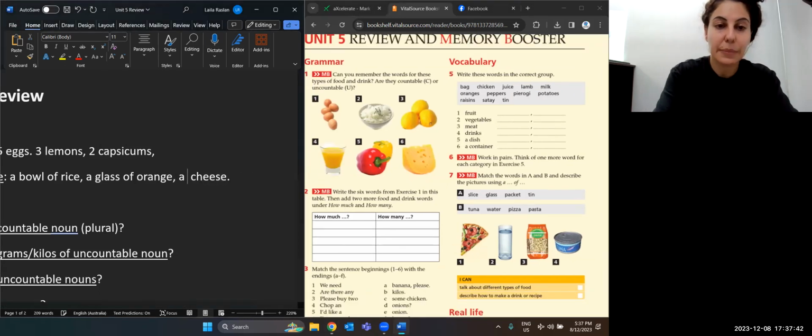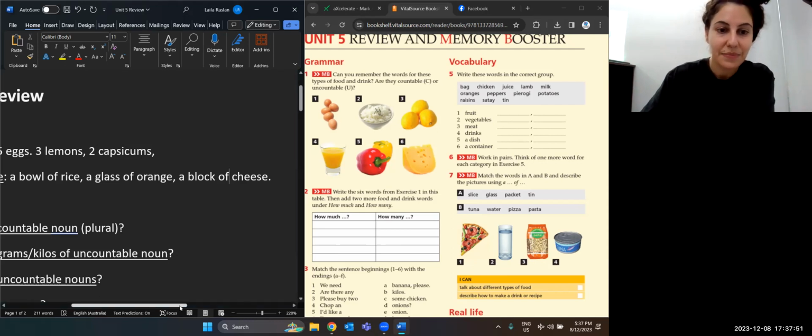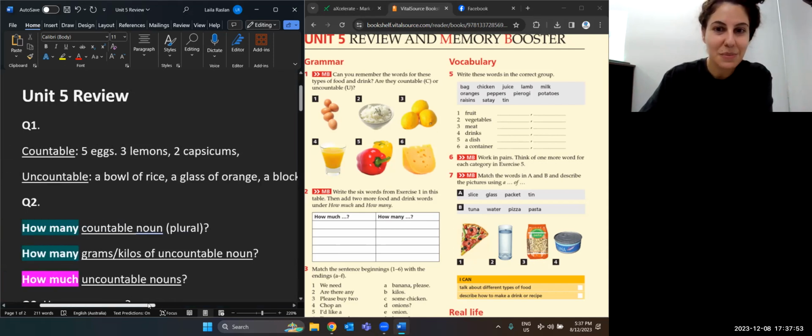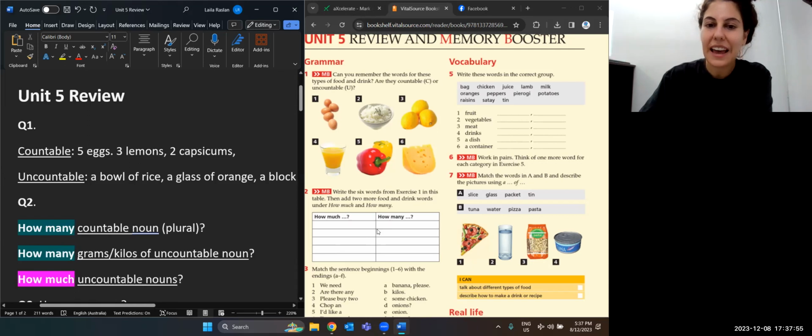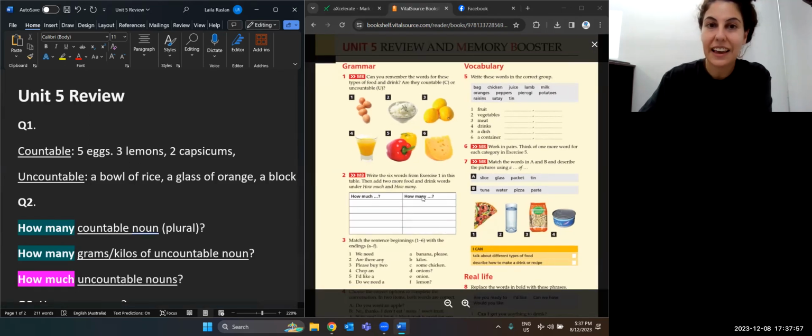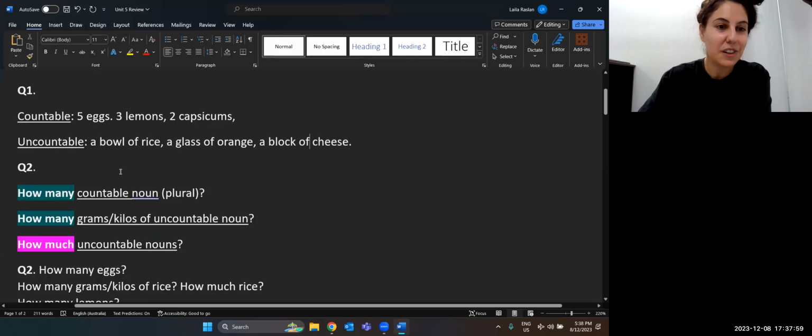So if I want, I could say, can I please have a block of cheese? Or how many grams? 500 grams of cheese, a kilo of cheese. Okay, pretty simple. Then we looked at using how much and how many. But let's look at the rules first.